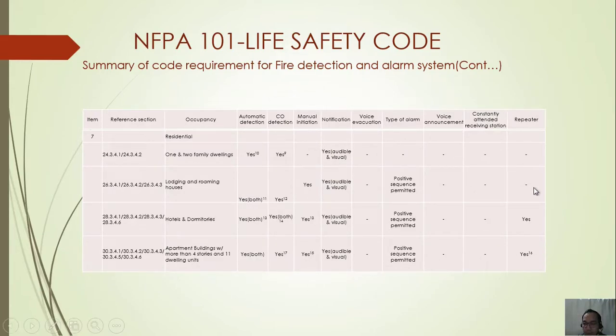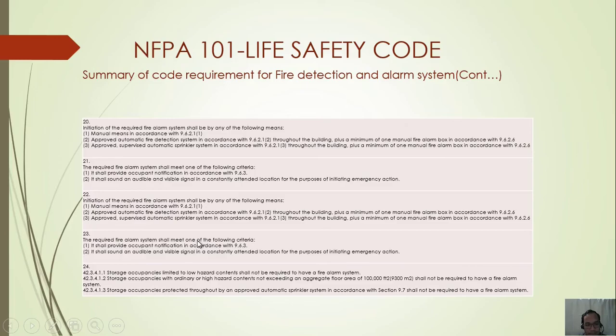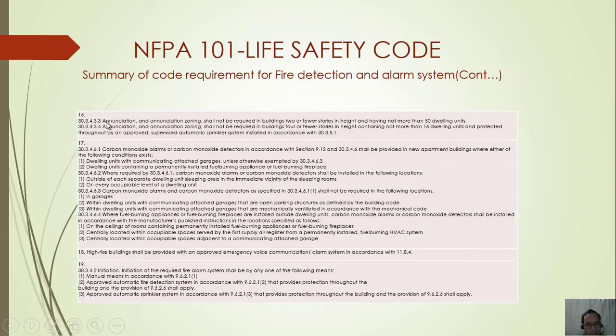Okay, for note 16, there's a requirement for repeater. Let's see, under apartment occupancy. What is 16? Okay. Annunciation, annunciation zoning, shall not be required in buildings. So when you have an apartment building that is 2 or fewer stories in height, having not more than 50 dwelling units, you don't need a repeater anymore. Or a building with 4 or fewer stories in height containing not more than 16 dwelling units and protected by sprinkler, you don't need a repeater also. Okay?